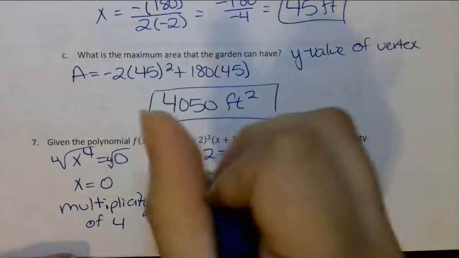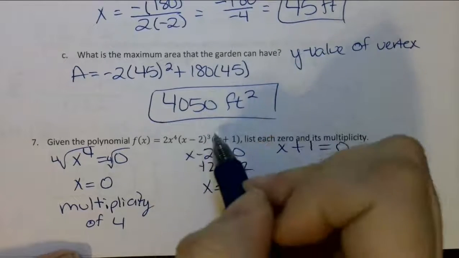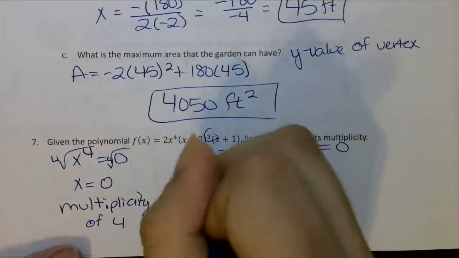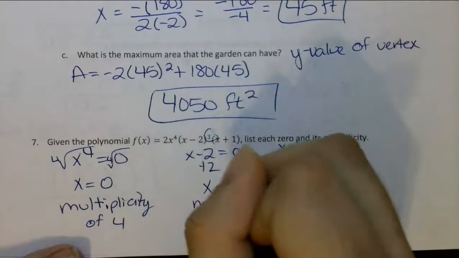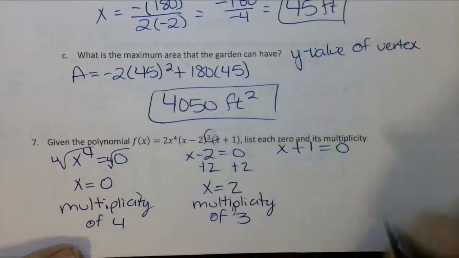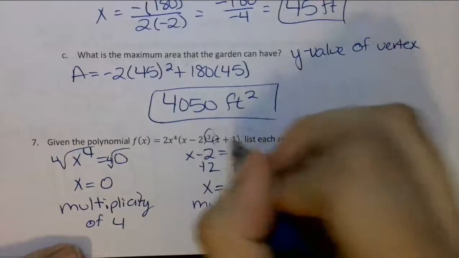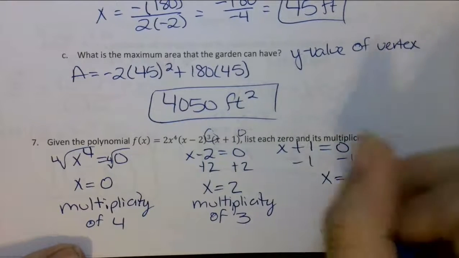Multiplicity of 4. This one, I add 2 to both sides to get x equals 2. The exponent here was 3, so this has a multiplicity of 3. And this one I subtract 1, I get x equals -1. No exponent, so it has a multiplicity of 1.